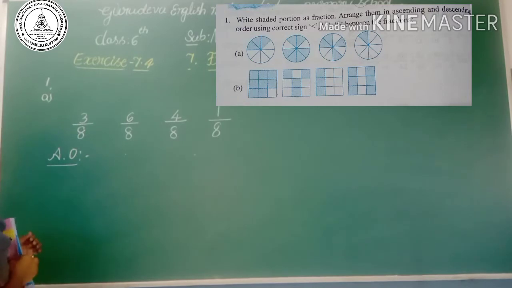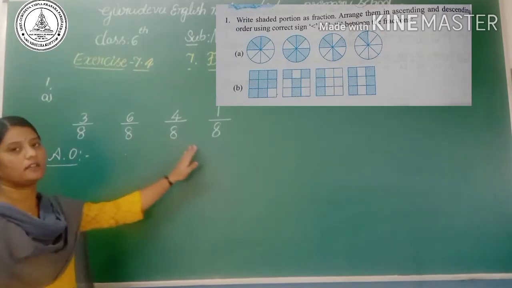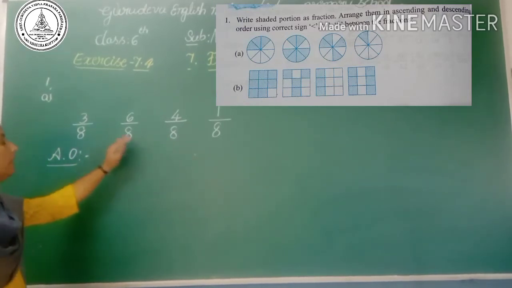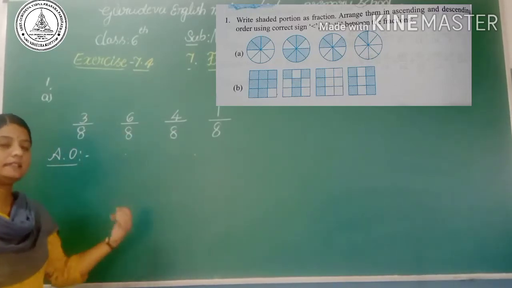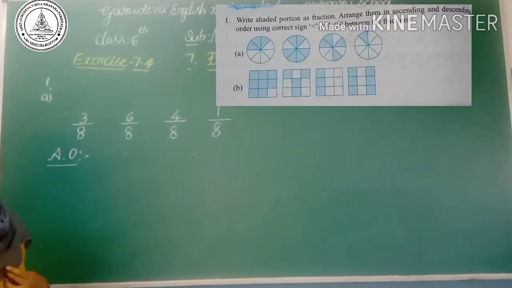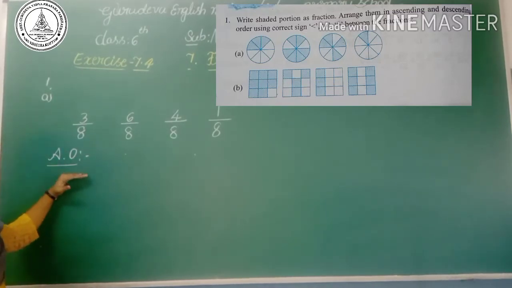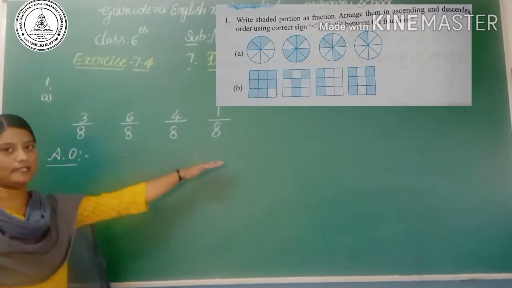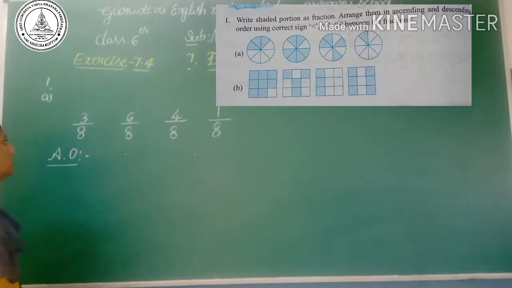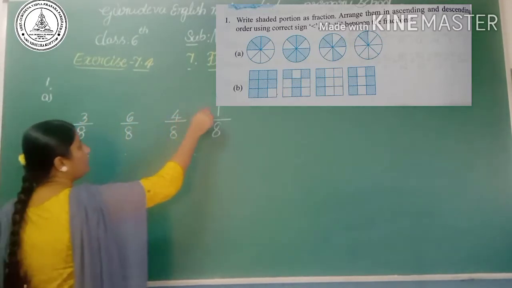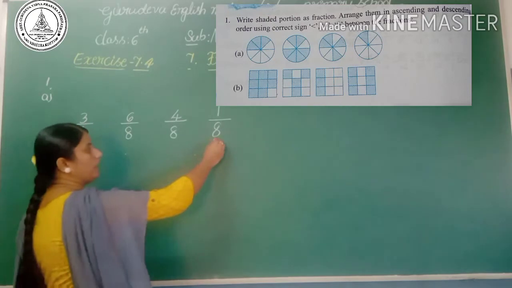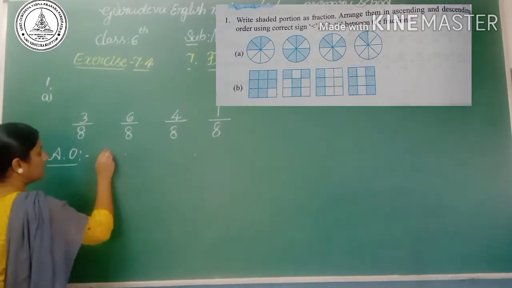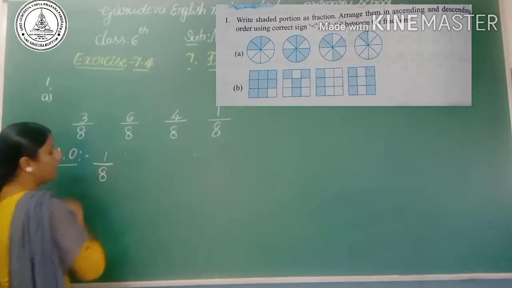So in the previous class we have learned that for like fractions, the fraction having the greater numerator is the greater fraction. Right? So here we are going to write from smallest to greatest, in ascending order. So observe here 3, 6, 4, 1. In these 4 numerators, which has the smaller numerator? Yes, that is 1 by 8. Okay? It's right here, 1 by 8.